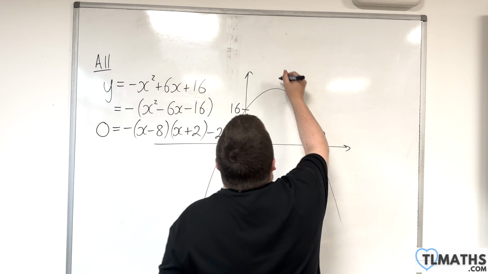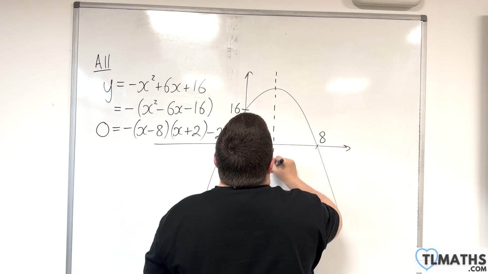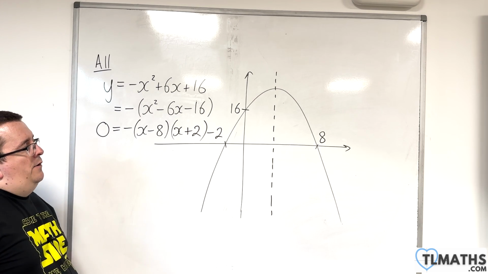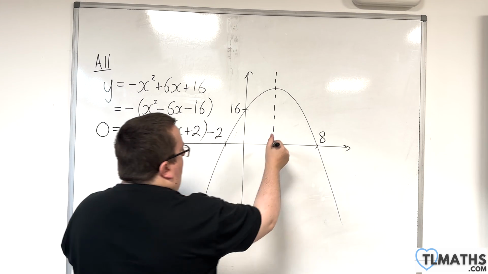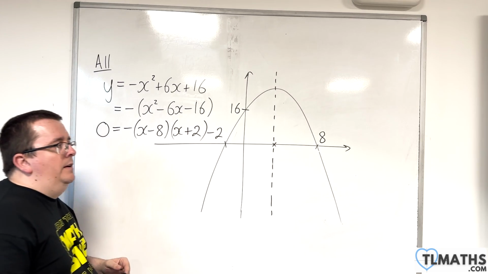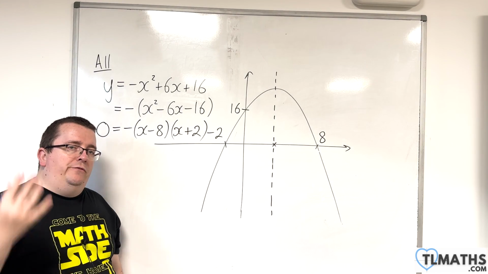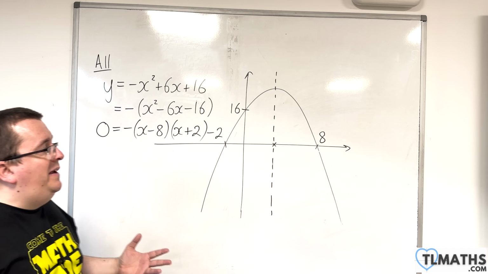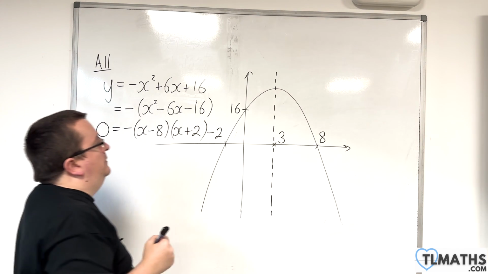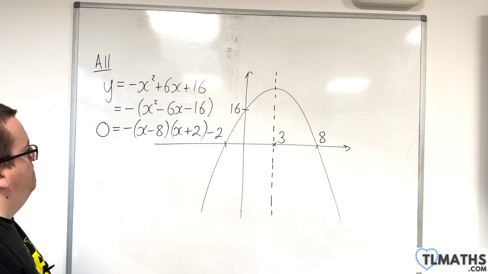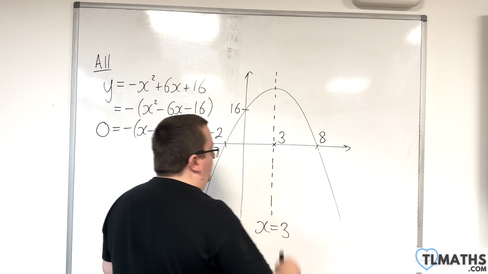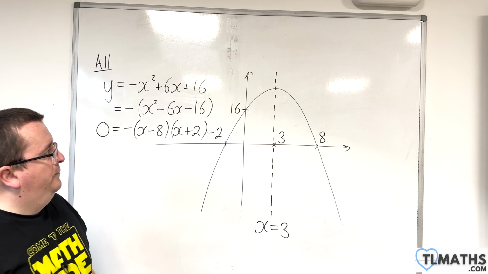It's a parabola, so there will be a line of symmetry. Now, this point here is halfway between minus 2 and 8. So add them together, divide by 2. Minus 2 plus 8 is 6, divided by 2 is 3. Okay, so this vertical line, this line of symmetry, is x equals 3.